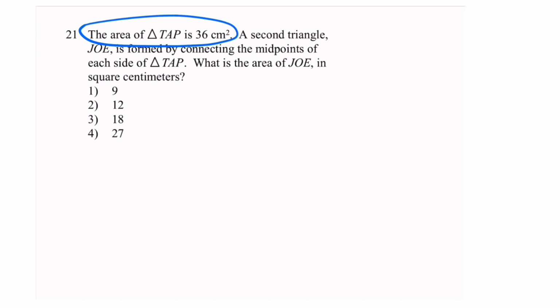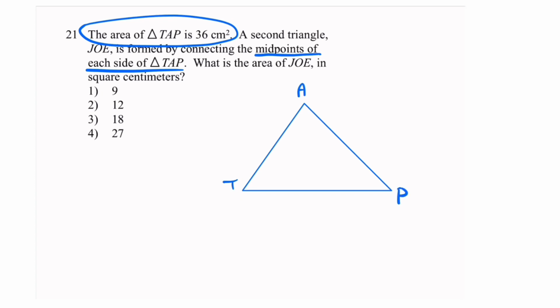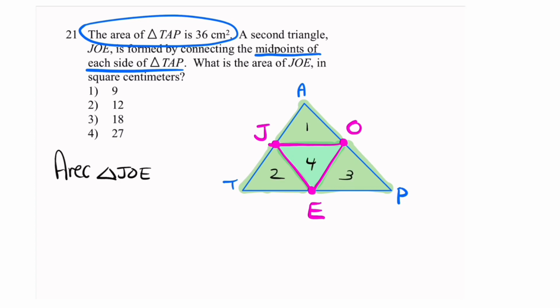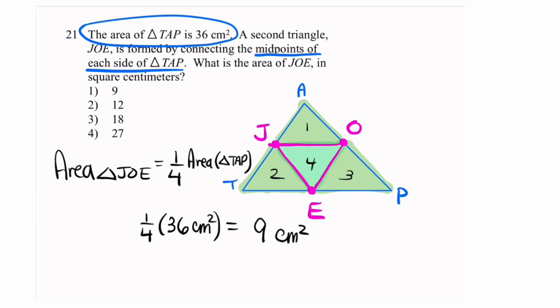The area of triangle TAP is 36 square centimeters. The triangle JOE is formed by connecting the midpoints of the sides of triangle TAP. Upon visual inspection, that smaller triangle is exactly 1/4 of the entire triangle. So it would stand to reason that the area of triangle JOE is 1/4 the area of triangle TAP. Triangle TAP has an area of 36 square centimeters, and 1/4 of that would be 9 square centimeters, or choice 1.